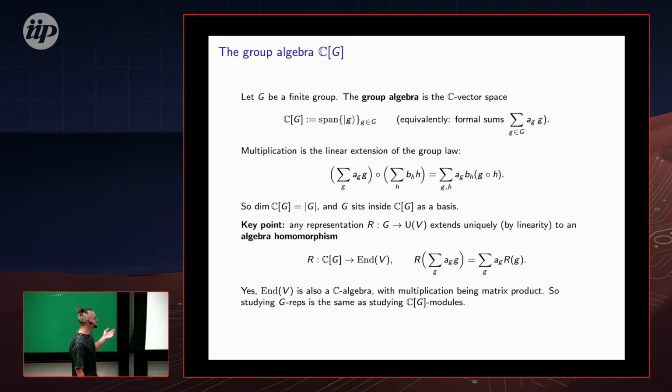Any representation from G to unitaries on a vector space V will extend by linearity to a representation of algebras, if we now replace the domain by the group algebra and the codomain by the endomorphism algebra on a vector space. And as I said before, the linear operators on a vector space are not a group, but are a C* algebra. Multiplication is the matrix product.